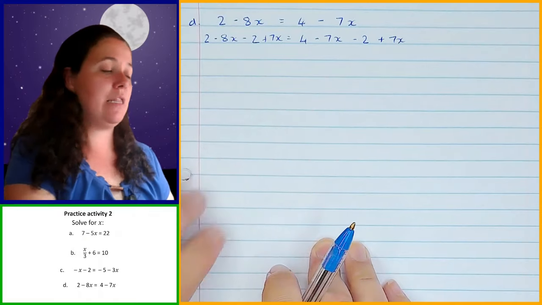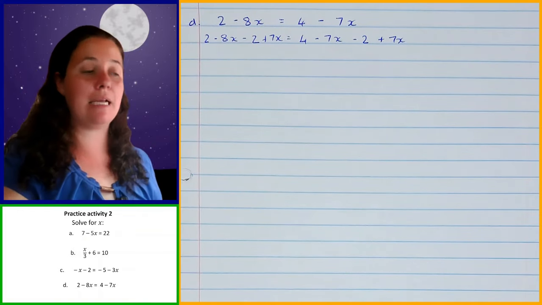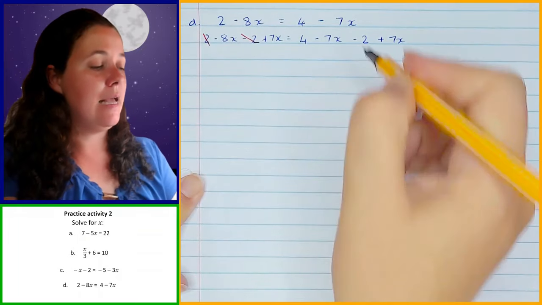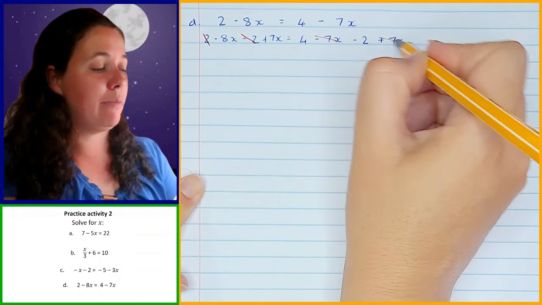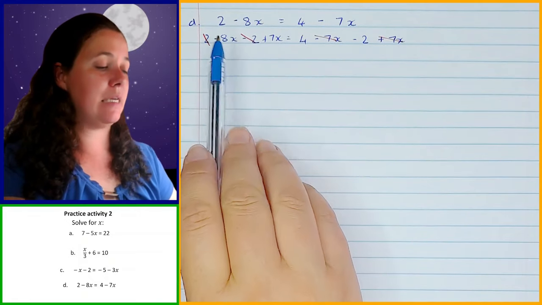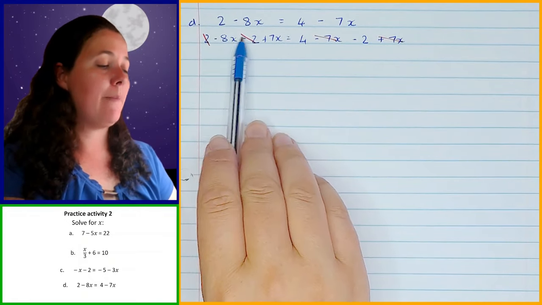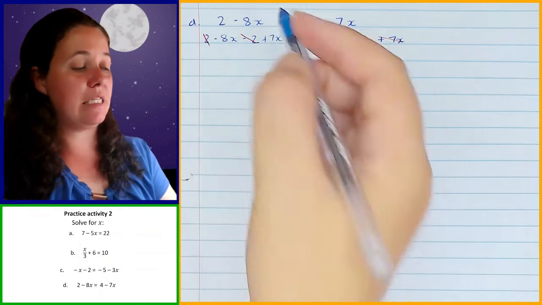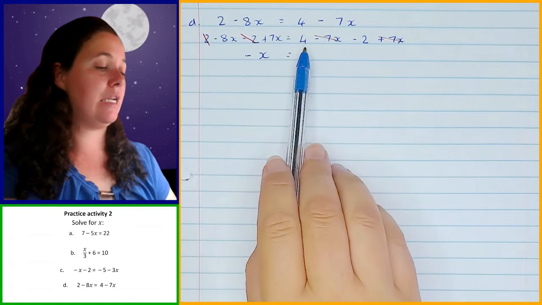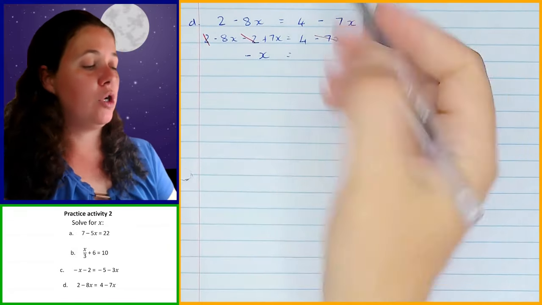Okay, so now that I've done that, I'm going to go and cancel out the things that cancel out. So that's my 2 and negative 2. Those cancel. And my negative 7x and my positive 7x also cancel, leaving me on the left-hand side with negative 8x plus 7x, which is just negative x, equal to, on my right hand side, I have 4 minus 2, which is 2.